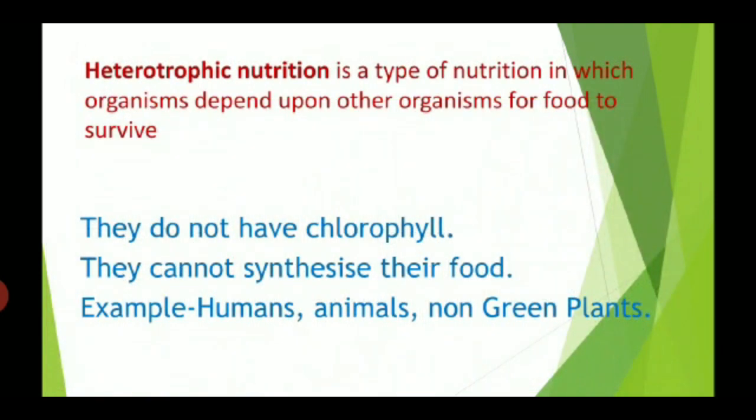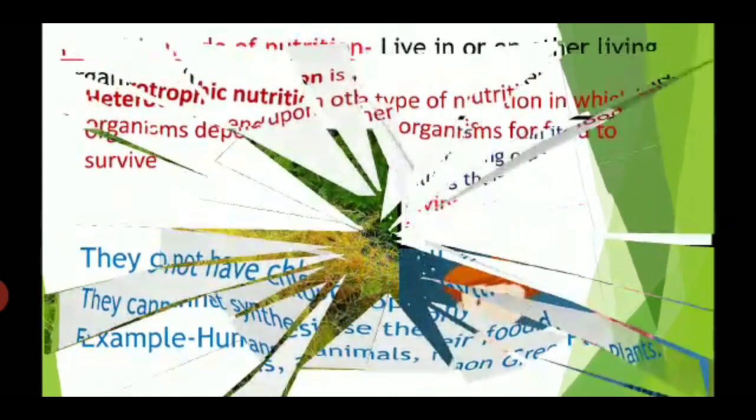Now let us see what is heterotrophic mode of nutrition. There are some plants which do not have chlorophyll. They cannot synthesize their food like humans and animals. Such non-green plants depend on the food produced by other green plants. This is called heterotrophic mode of nutrition.